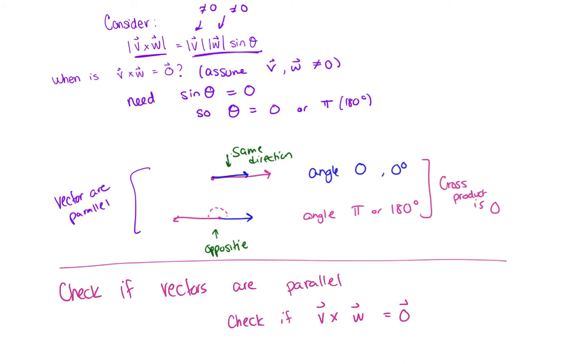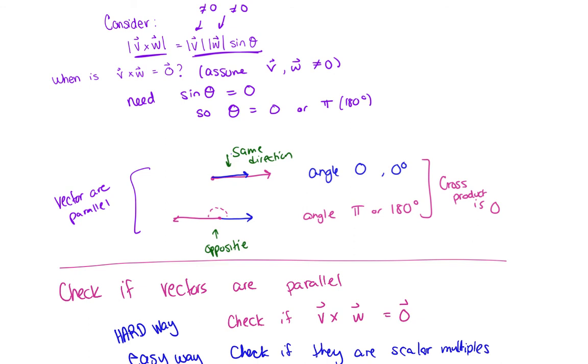But that's actually the hard way to do it. We've seen previously that the easy way to check if vectors are parallel is just to check if they are scalar multiples. So if there's one number you can multiply one vector by to get the other one. So we could use the cross product, but it's much easier to check if they're parallel by checking if they're scalar multiples. Right? For example, if you have the vector 1, 2 and 2, 4, you can just multiply by 2 to get to the second one. So those are scalar multiples, so they're parallel.